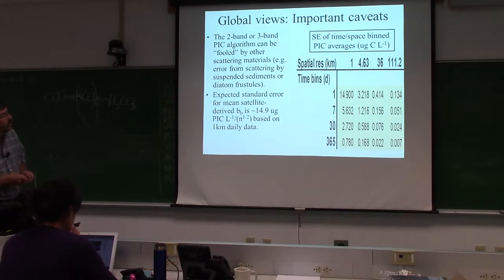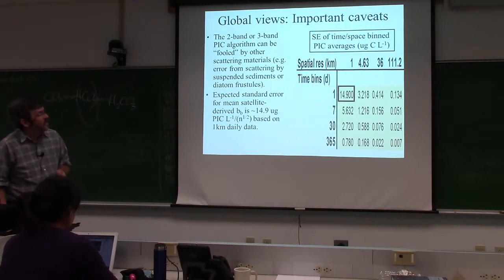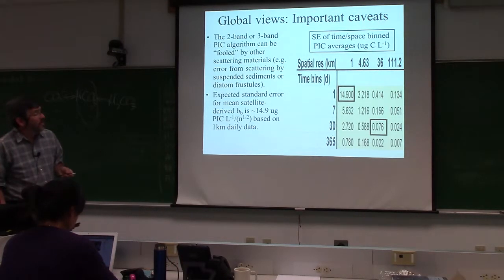If you time bin the data, or if you look at different spatial bins, here is that 14.9 micrograms, but taking advantage of n to the square root of n, you can get the errors here down to values which are comparable to the concentration in the most oligotrophic regions of the ocean. So that's the 14.9, and this is a concentration representative of an oligotrophic area. But notice, we have to average over a month and 36 kilometers to get there.